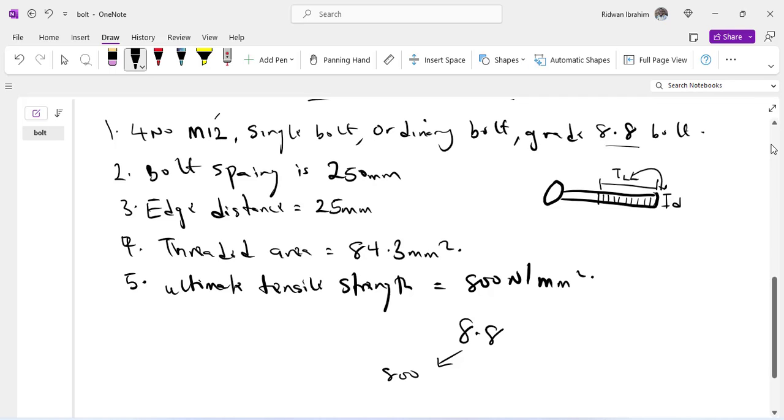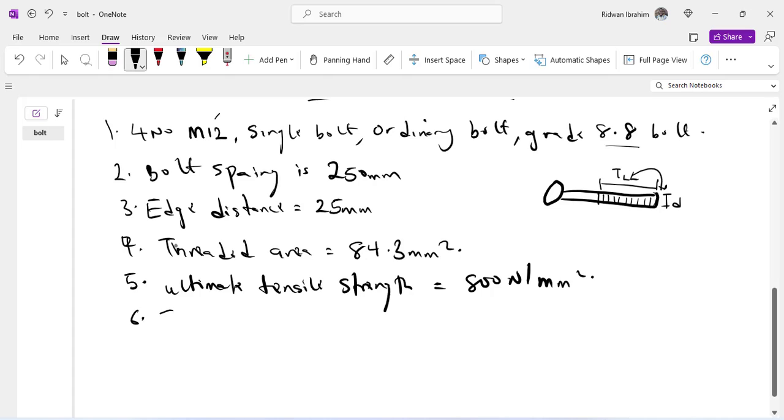While this 0.8 means the yield strength. Okay, so you just need to multiply 0.8 with 800. So 0.8 multiplied by 800, that will give you 640 Newton per millimeter squared. So this is the yield strength, and this is the ultimate tensile strength. All right, so if you have grade 6.4, what does that tell you? That tells you that the ultimate tensile strength is 600, and the yield strength is 0.4 times 600. I think that is clear.